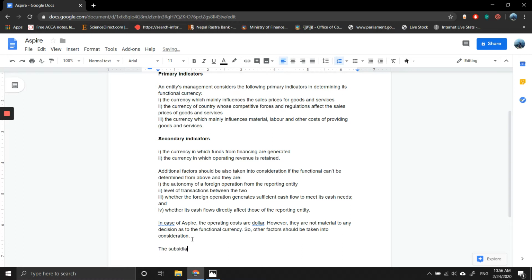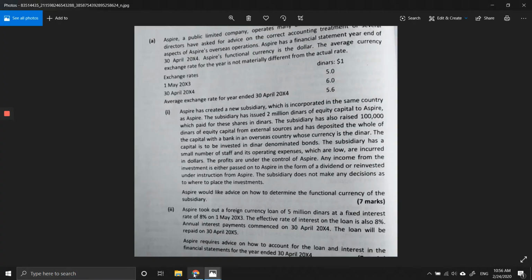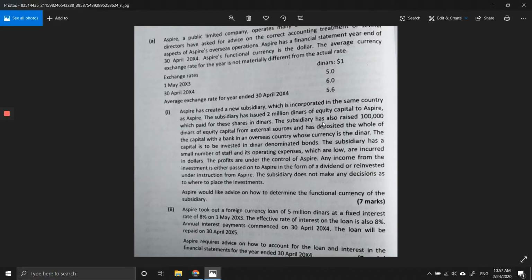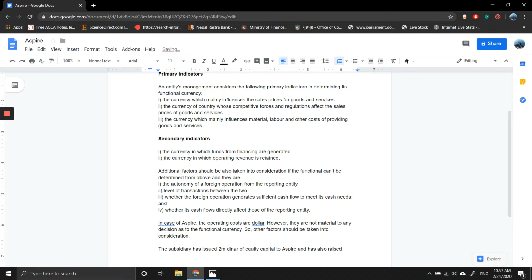The subsidiary has issued 2 million dinar of equity capital to Aspire, and has also raised another 100,000 dinars of equity capital from external sources.